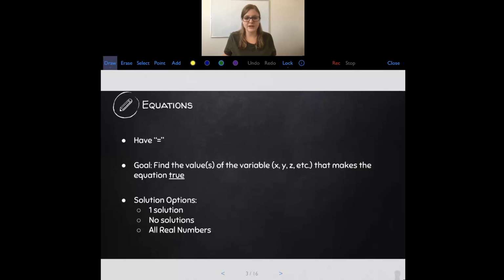So equations. Equations have an equal sign, and what that equal sign means is that the left-hand side must equal the right-hand side. We see this in other ways. For instance, 60 minutes is equal to 1 hour. So if I were to tell you this meeting ends in 1 hour, you could say, okay, this meeting ends in 60 minutes, and it means the same thing.